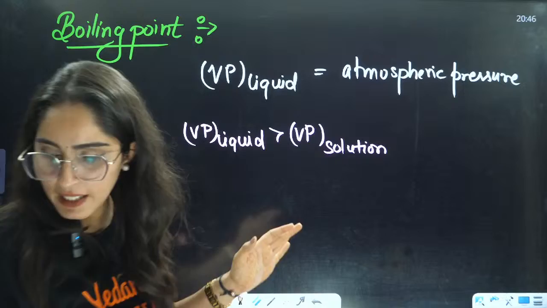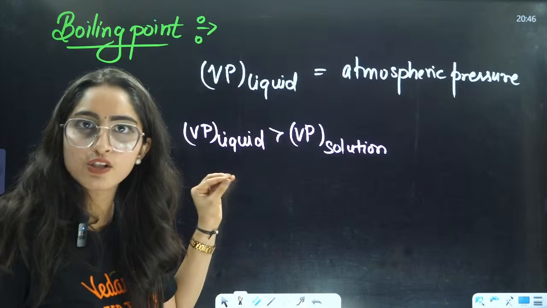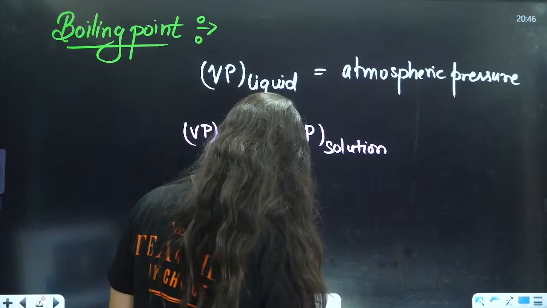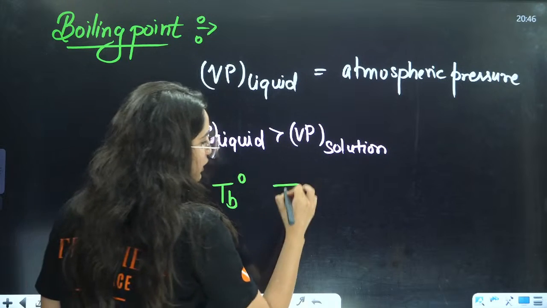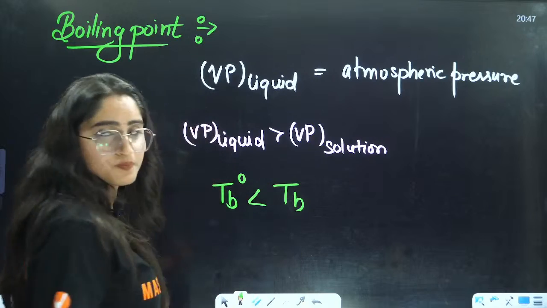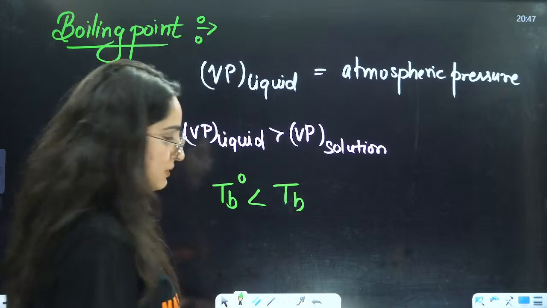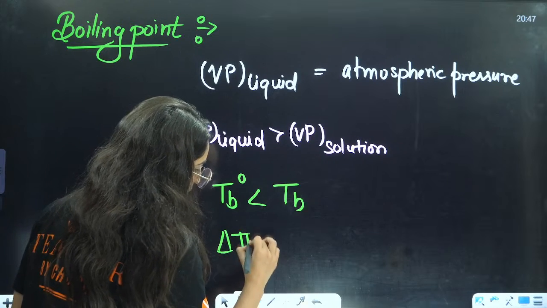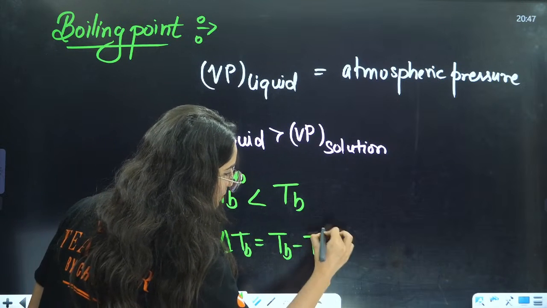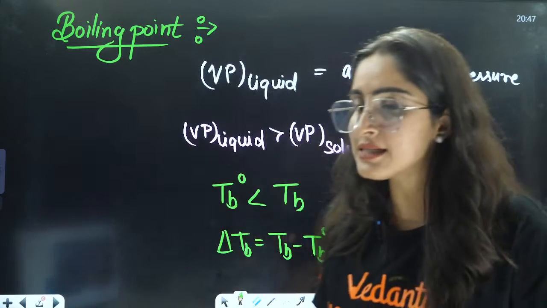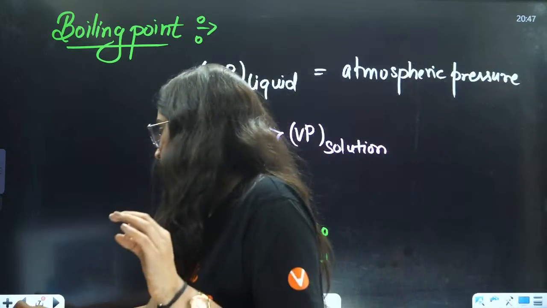The same thing is happening here. Vapor pressure of liquid decreases on adding non-volatile solute. That is the reason there is elevation in boiling point. Before, we say the boiling point is TB naught, and after adding the solute, we say the boiling point is TB. The jump is more, that is why TB naught is less than TB. So delta TB is TB minus TB naught, and that is called elevation in boiling point.